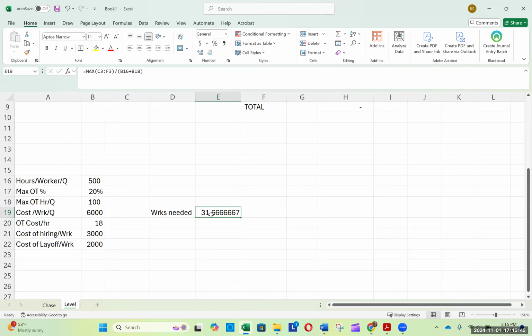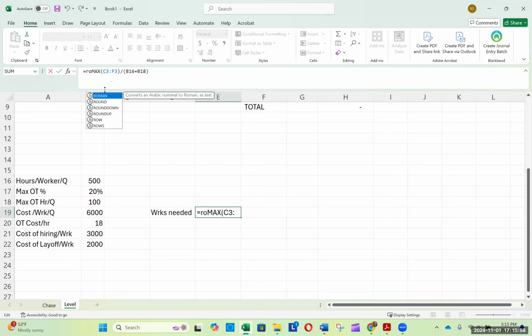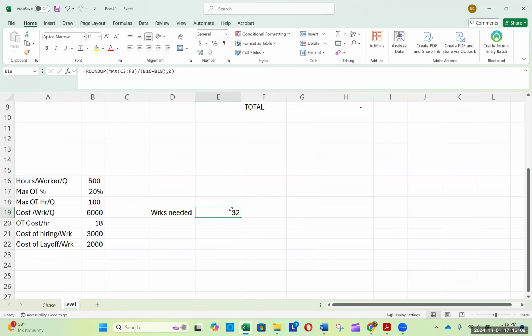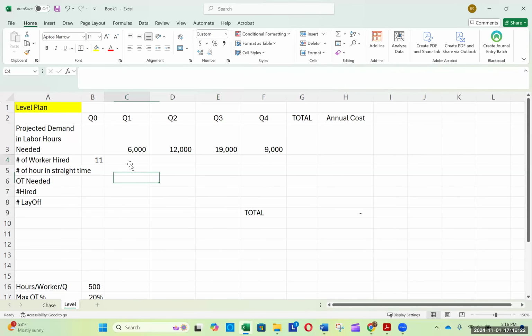And you need to have a whole number. So I'm going to take this formula and modify it again. I will write equals basically round up, to the nearest whole number. Why am I doing that? If I change the formatting and make it look like 32, it will still retain 31.66. So you have to write the round up formula with 0 decimals. Okay, so that will give you a whole number. So you need 32 workers every quarter.